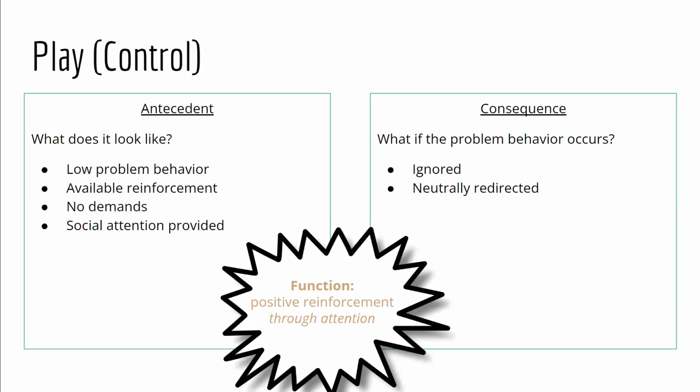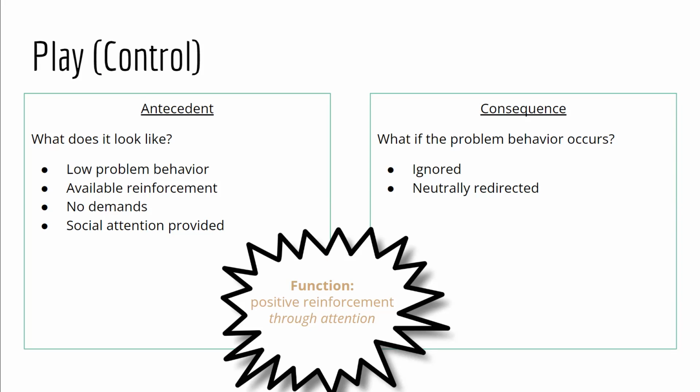The first condition that I'll be discussing is the play condition, which is considered the control condition. So in this particular setting, an individual will be given whatever they need per se. They will be given reinforcement, there will be no demands, and they'll have attention provided to them. In this particular condition, we expect there to be low problem behavior because everything is considered available to them.